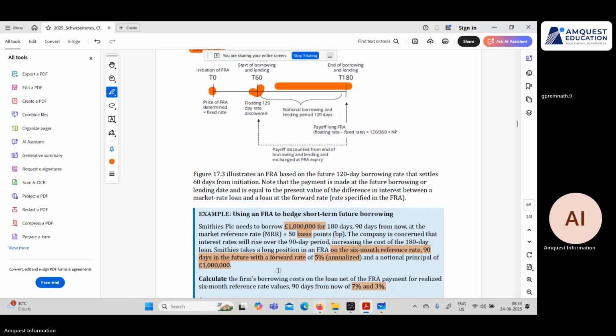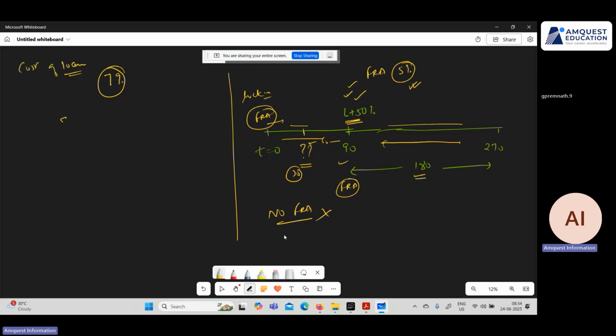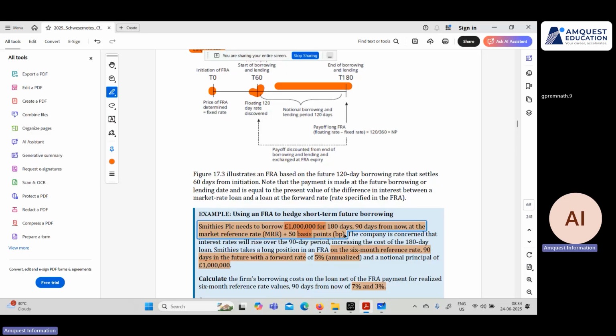Question again. He needs to borrow 1 million GBP for 180 days, 90 days from now at a reference market rate plus 50 bips. So forget what he's thinking about FRA. Forget FRA. What is his cost? L plus 7%. So it's going to be 7.5. Reference rate, which is 7%. And think about this, there is no FRA at all. Had there been no FRA, he would end up paying 7.5, 7 plus 0.5. For how much? 180 days.